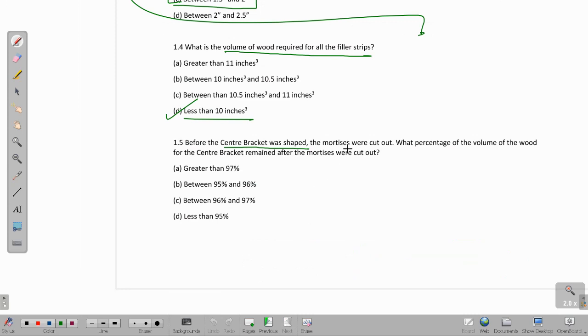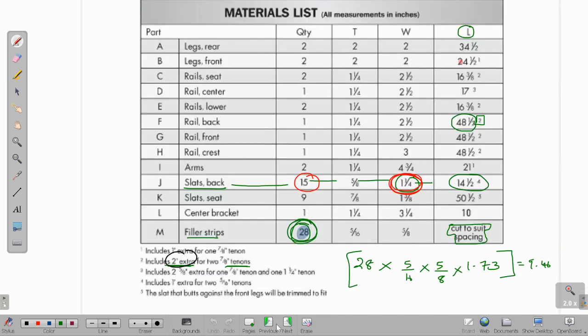Before the center bracket was shaped, the mortises were cut. What percentage of the volume of wood of the center bracket remained after the mortises were cut? So basically the center bracket was looking something like that, and two mortises were cut. So we have the initial volume, and we have to look at the volume of these mortises. We can look at the initial volume of the center bracket, which is this.